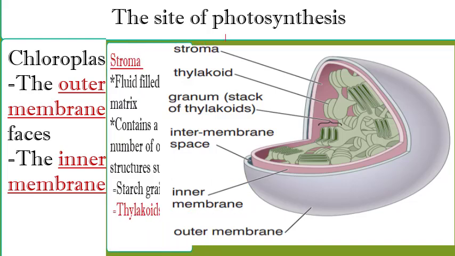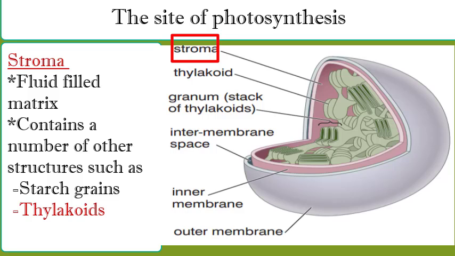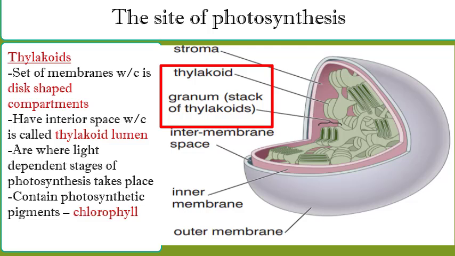The stroma is the fluid-filled space where the light-independent reactions, or Calvin cycle, take place. This is where carbon dioxide is converted into glucose. The stroma also contains a number of other structures such as starch grains and thylakoids. Thylakoids are a set of membranes, which are disc-shaped compartments that have an interior space called the thylakoid lumen. In many plants, thylakoids are interconnected to form stacks, what we call grana.